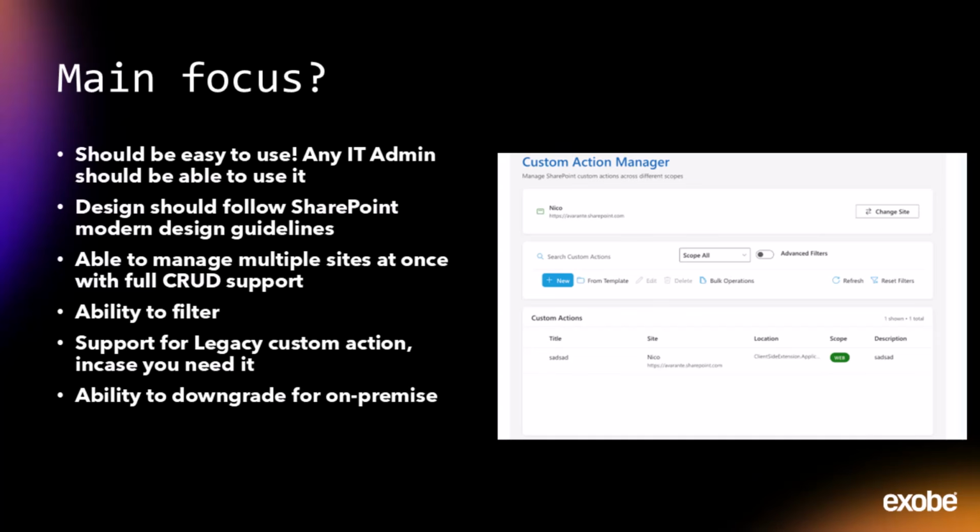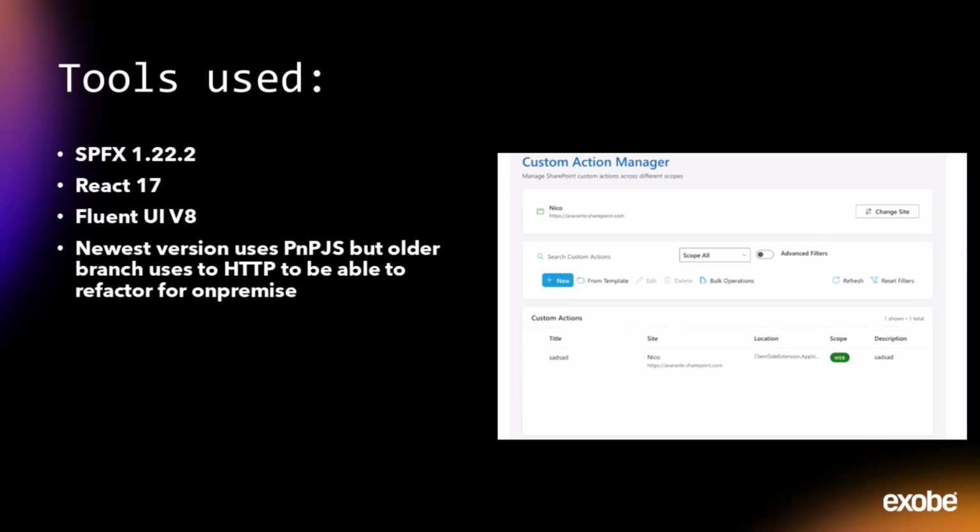And the tools used were SPFx. I've upgraded this to the latest, so we're using the latest SPFx. We're using Heft instead of Gulp. We're using Fluent UI version 8 because I'm having issues with version 9 with panels and stuff like that, and compatibility issues. And we're using the latest PnP.js, but the older branches contain pure HTTP instead. But I would go with PnP.js because it's a lot easier to work with.